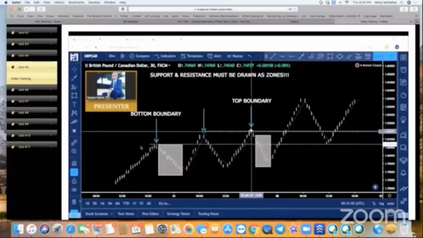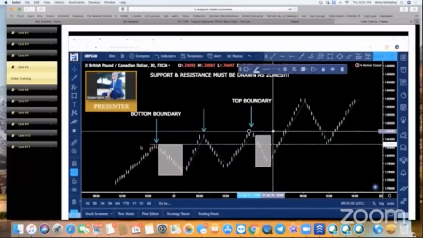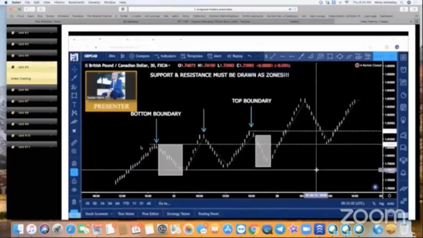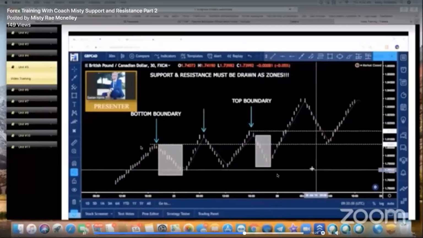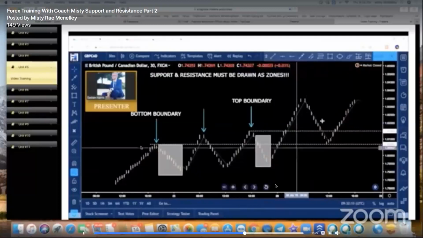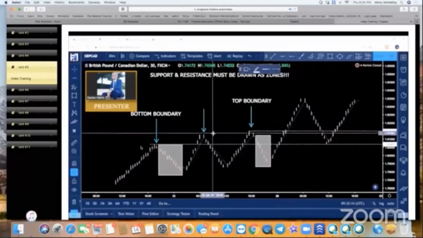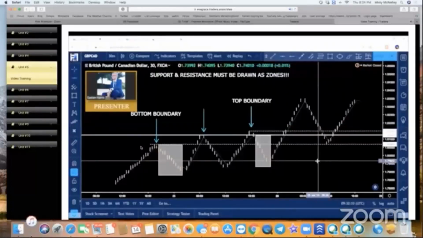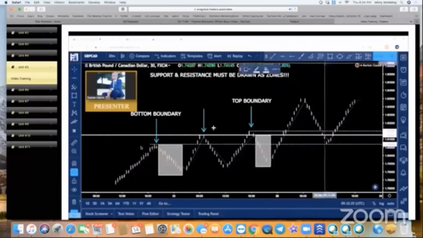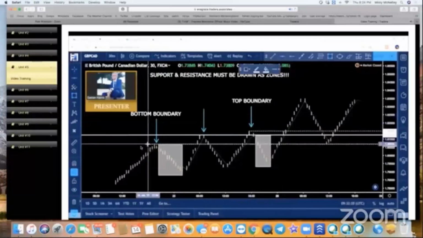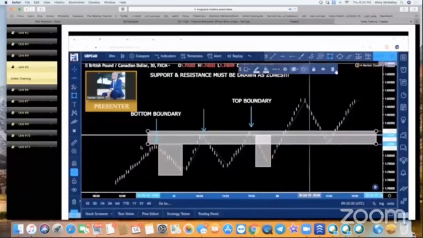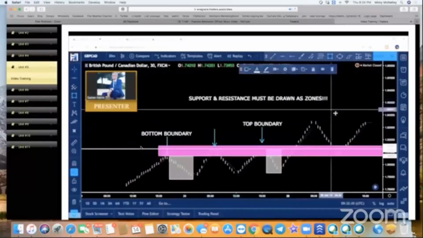So we have our bottom boundary, we have our top boundary. Now I'll move this line over here so you can see how we get it. And this becomes our support and resistance zone. Now, if y'all remember, we had a line through here that didn't work so well for us. That was when using the line. When using this zone and accounting for these reactions, this becomes our zone.